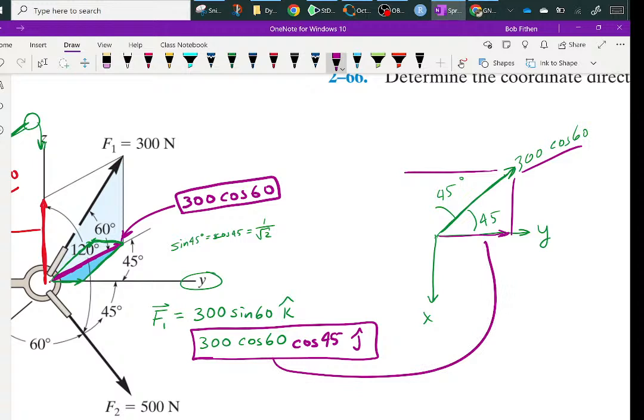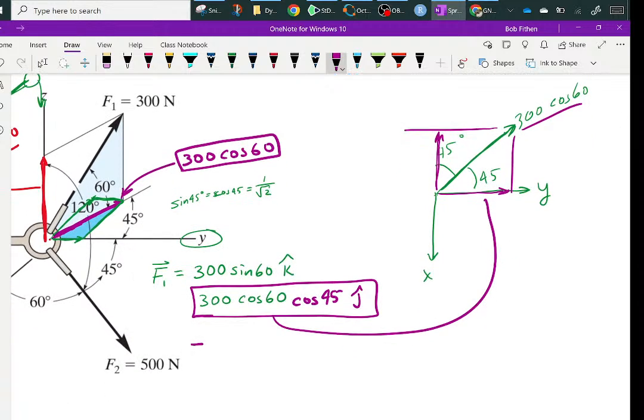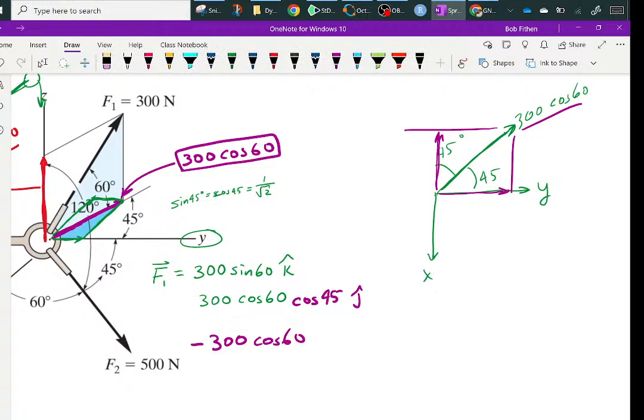So I've got to do this other one. Okay, it's got to go this way. So it's got to be minus 300 cosine 60. Why? Because that's the length of this thing right here. And then I could say sine of 45 I.